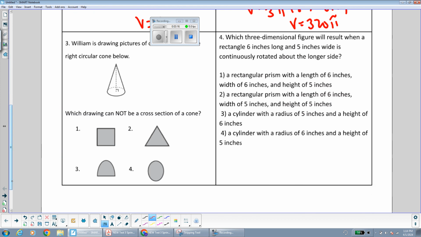Moving on, the square cannot be a cross-section of the cone. All the other ones you're able to get out of a cone, but not that one.